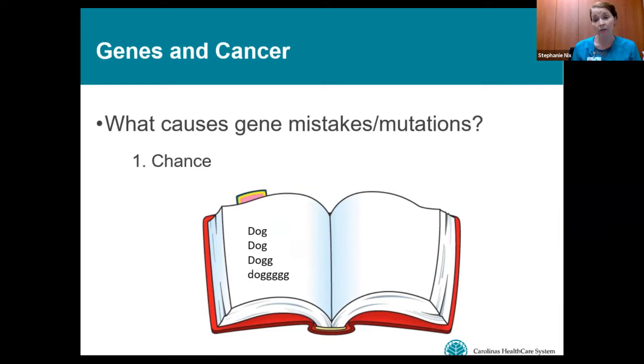All right, so what causes gene mistakes or mutations? The biggest thing is just chance. These things happen randomly. Every cell in our body replicates itself and makes a new cell, and that's how we're repopulating our body cells all the time. A mutation can happen when there's a simple error in this process. You can see here that dog starts out spelled correctly, and a mutation happens where the G gets replicated, and then all of a sudden I have more G's than I need, and that can be enough to break the function of a gene.